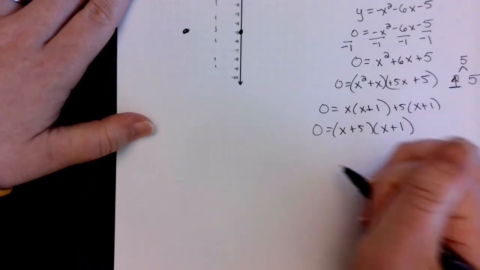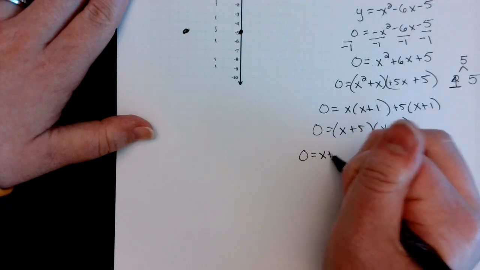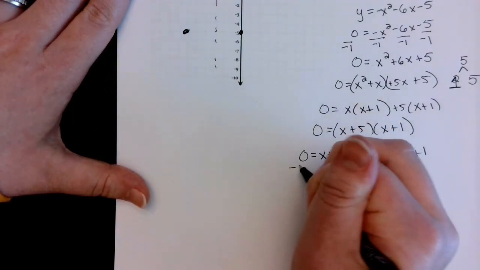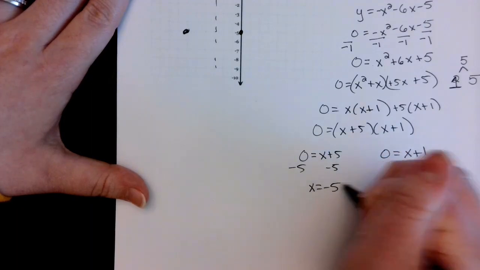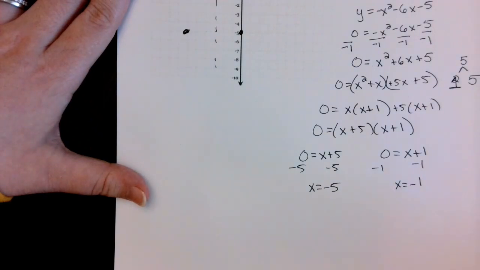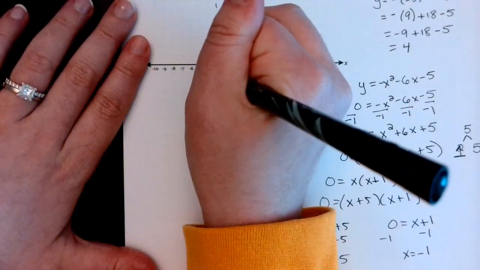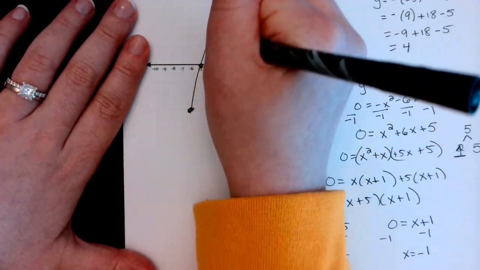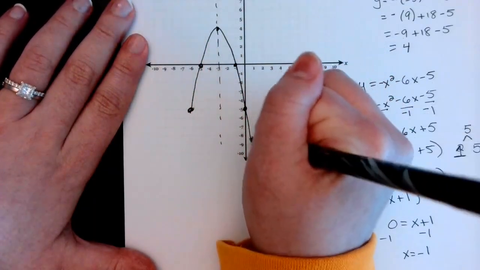I then set both equal to 0. Subtract 5. One x-intercept is negative 5. Subtract 1. My other x-intercept is negative 1. So I'm going to plot a negative 5 and a negative 1 and draw my parabola.